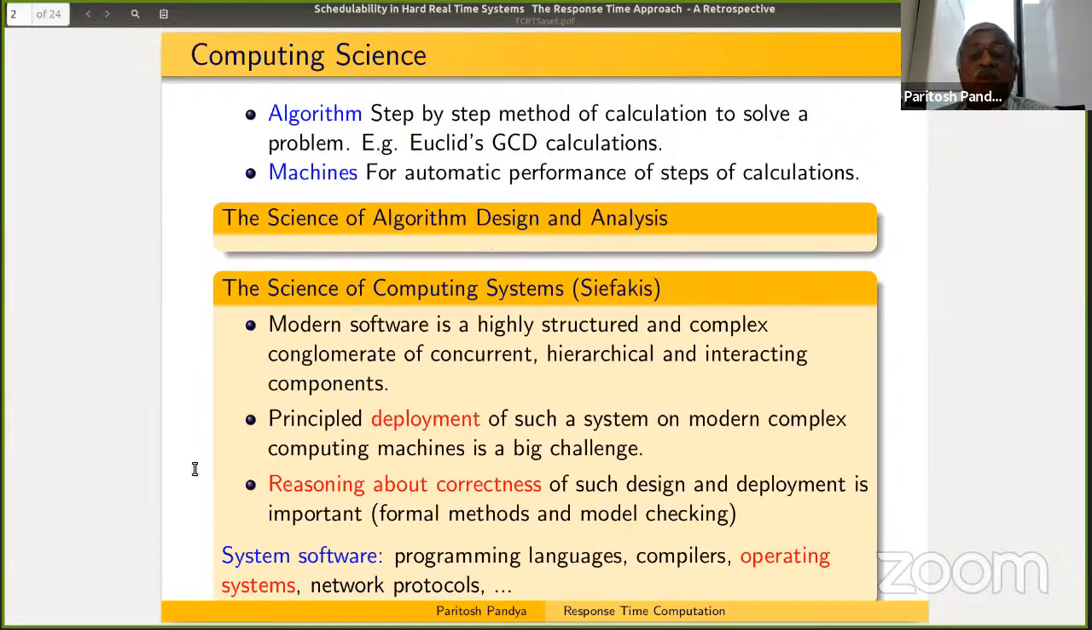Now, because of all these challenges, Sifakis, the Turing Award winner, has been advocating in the last several years that we need not only a science of algorithm design, but a science of computing systems, which deals with the structure of programs, deployment of these programs on computing machines, and the correctness of this. Some of the components of this software will make use of algorithms which have been there, but there is more to software than just algorithms. That is what he says. And in helping us deploy software on systems, we use lots of system software. These are programming languages, compilers, operating systems, network protocols, and the list goes on.